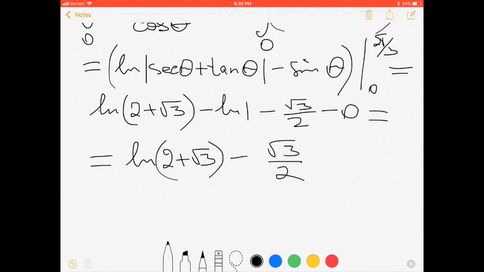Okay. This means if you have a definite integral, you don't need to go back to your old variable. Only accurately rewrite your new borders and your integral.